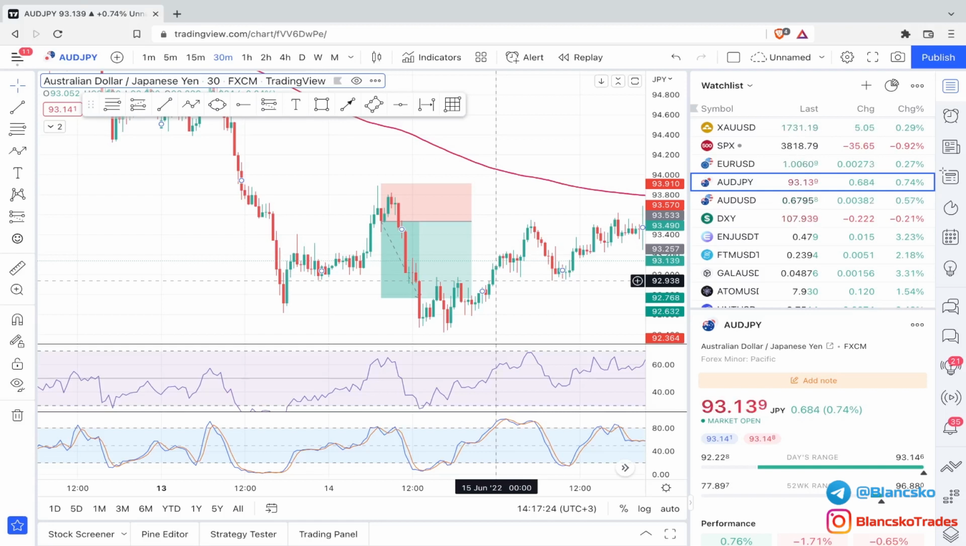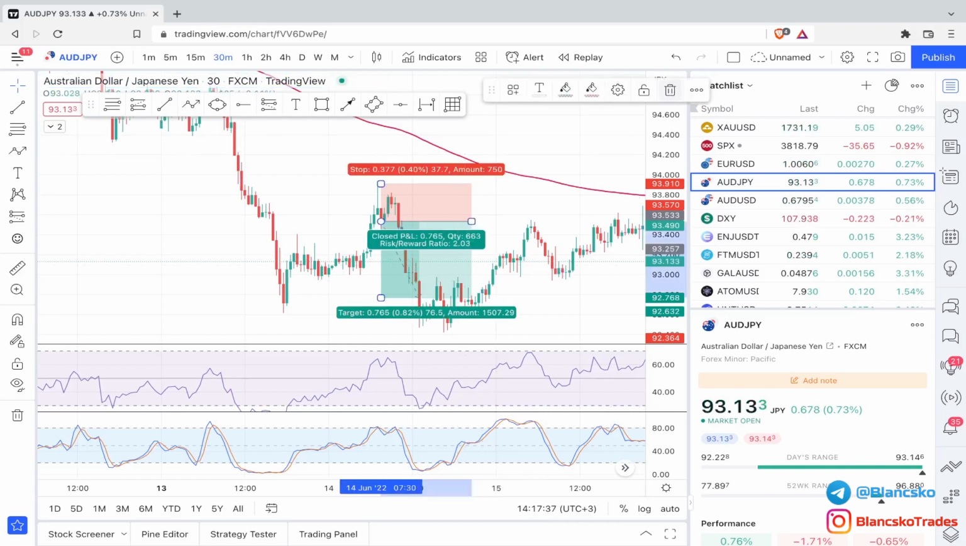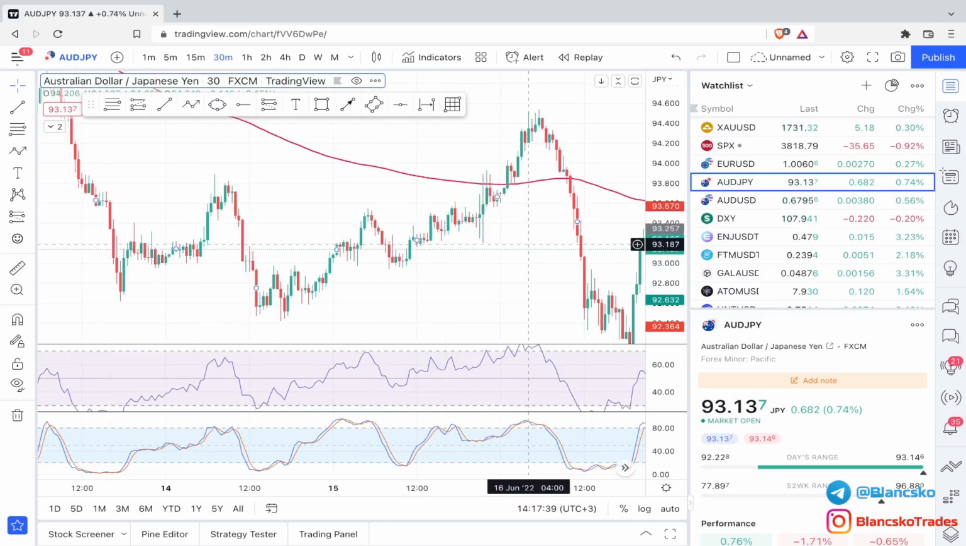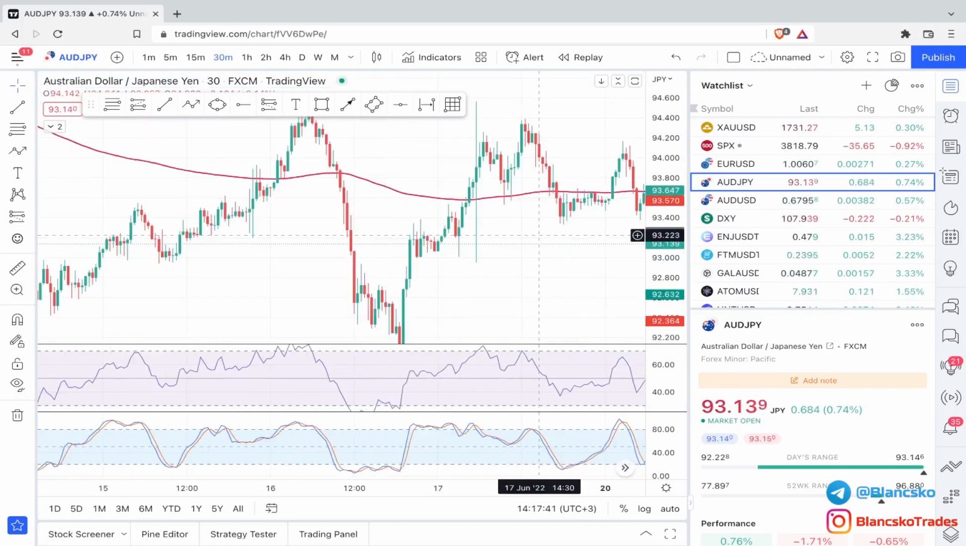That's basically 3 times 2, 6R, minus 2, that's 4R in a month. Okay? So that means if you risk 1%, you would have made 4%. And in a good month, trust me, you can even make like 8 or 10R. But even so, 4R is very good.